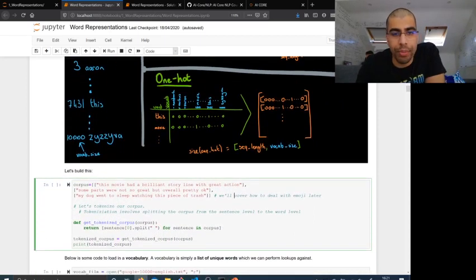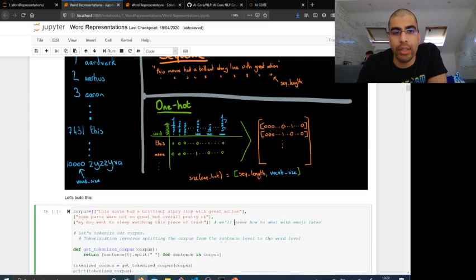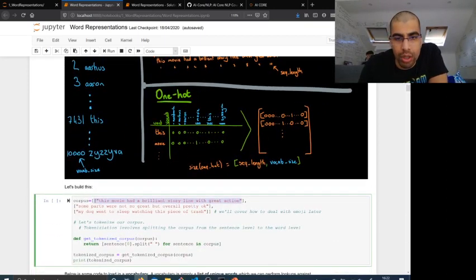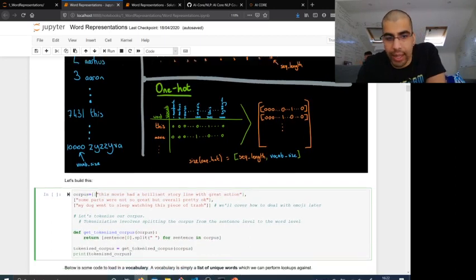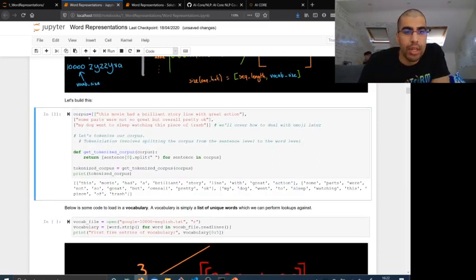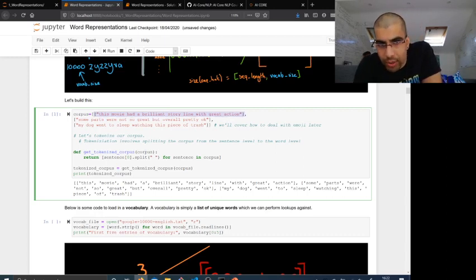So we're going to tokenize our corpus, and what this means is that we're going to split the corpus from the sentence level to the word level. So instead of having, I guess we'll run this code and we'll see what it looks like. Instead of having, for one of the lists, a string which is the whole sentence, we've now got a string for each individual token. So we now have a list of tokens for one sequence instead of one string for one sequence.